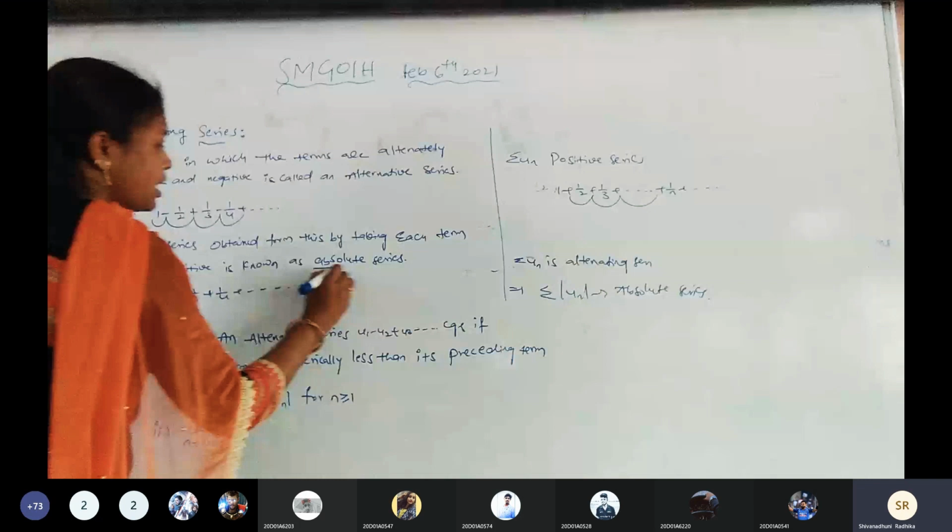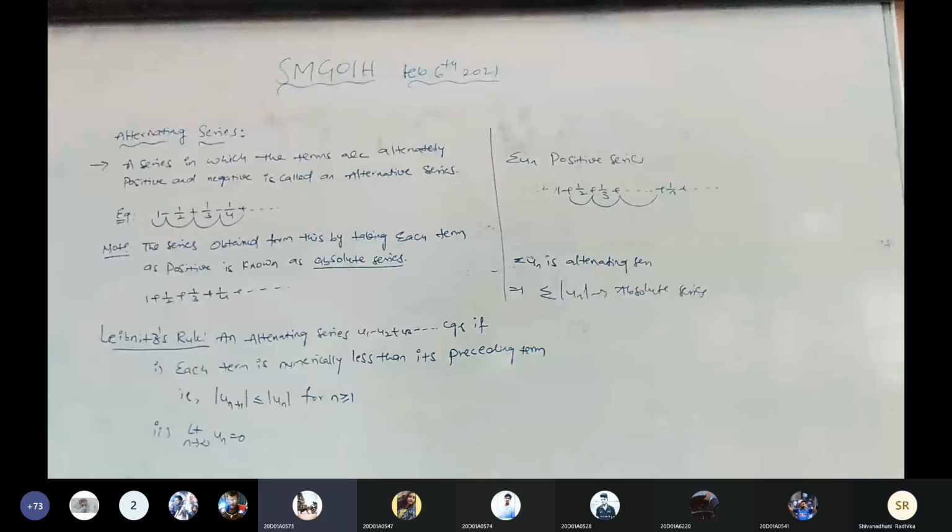Mute your calls, ma. Hello. Mute your calls. When we apply the mod function to the given alternating series, we get the absolute series. That series is called the absolute series.